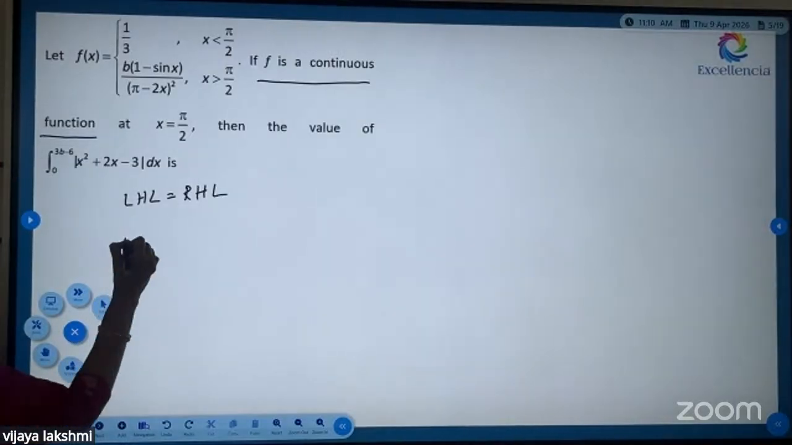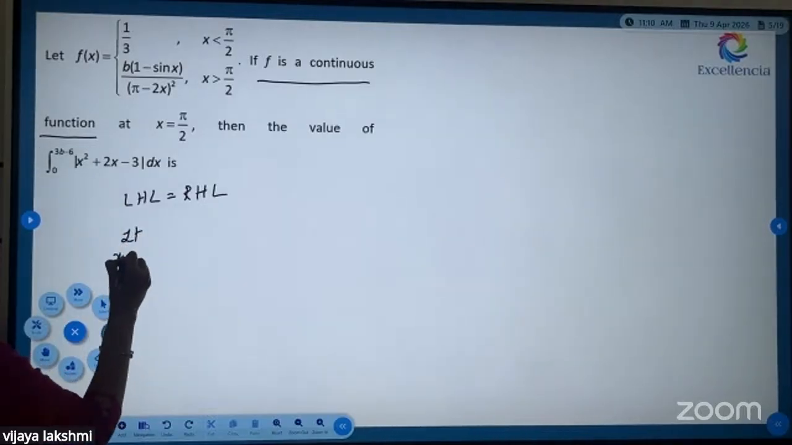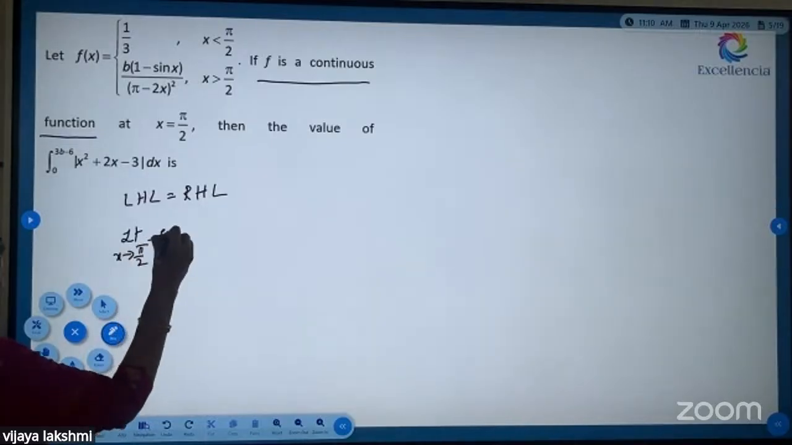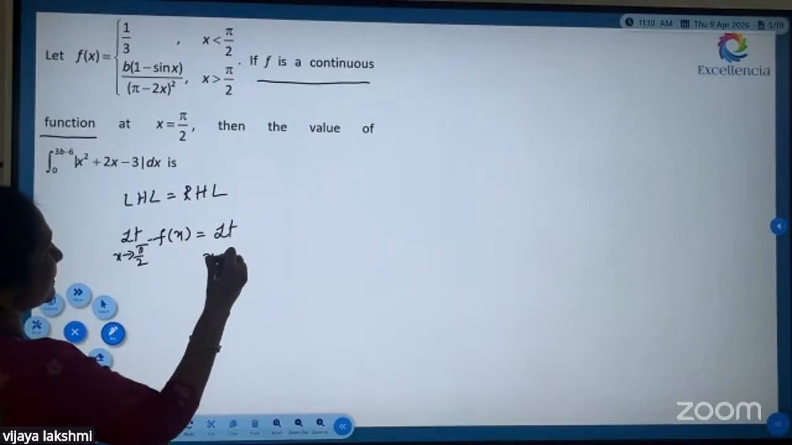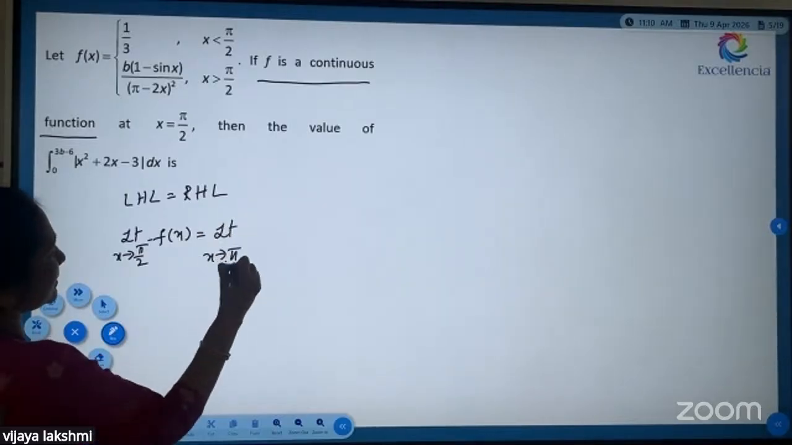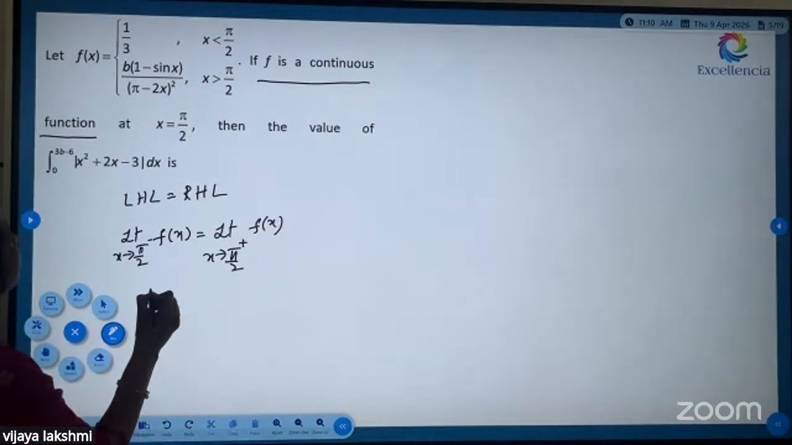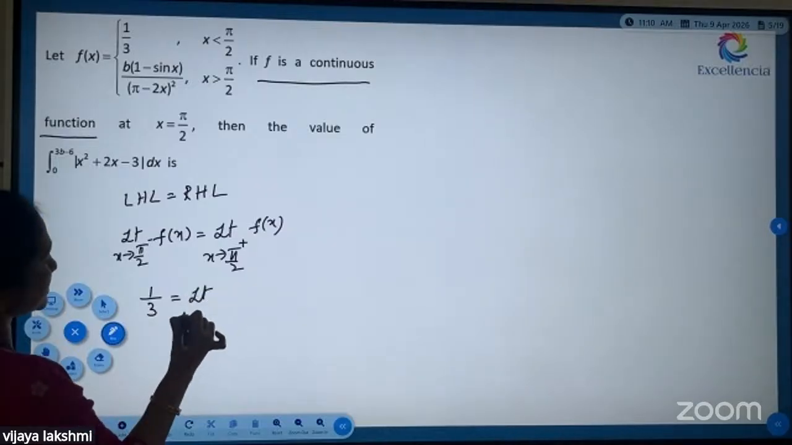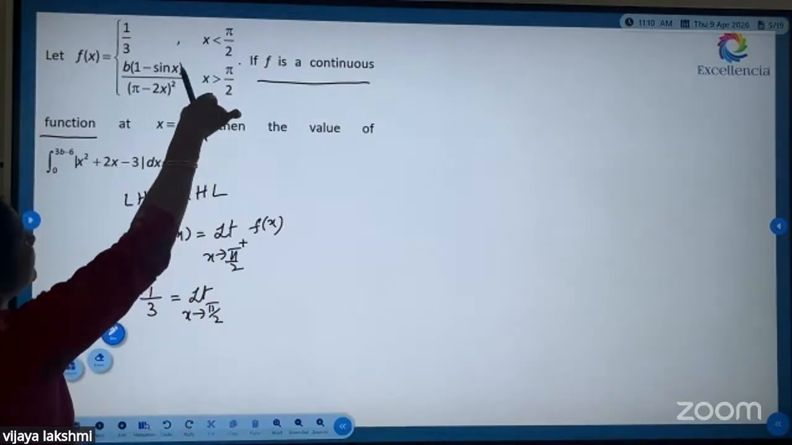Left hand limit, if you take it, is 1 by 3: the limit as x tends to 5 by 2 minus of f of x is equal to the limit as x tends to 5 by 2 plus of f of x. The left limit is given very clearly, that is 1 by 3, and for the right limit we are selecting the function for x greater than 5 by 2.